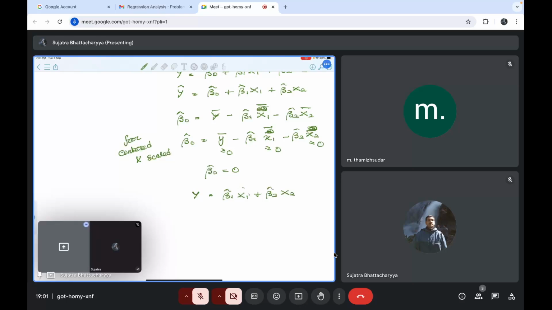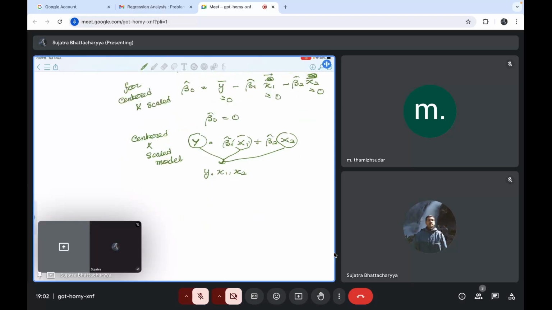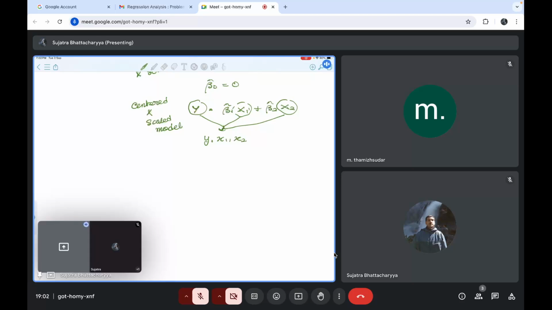Now, the capital X1 and X2 and the Y I am writing, these are all in capitals, but these are actually the small y, x1 and x2. So this is the centered and scaled model of the original MLR which we have. So right now if I write X1 and X2, we mean centered and scaled. Don't get confused. Fine.